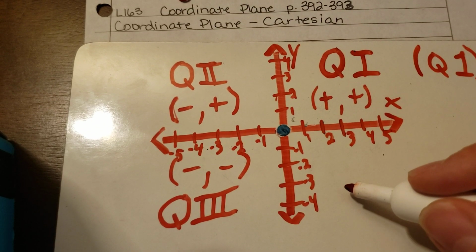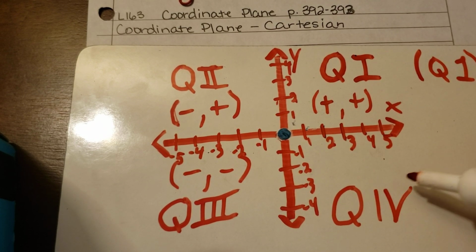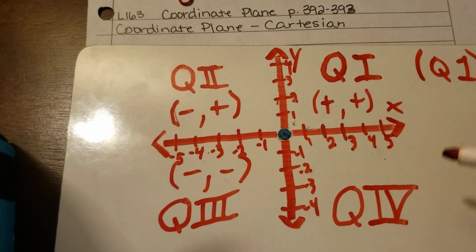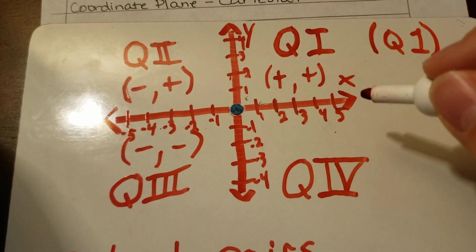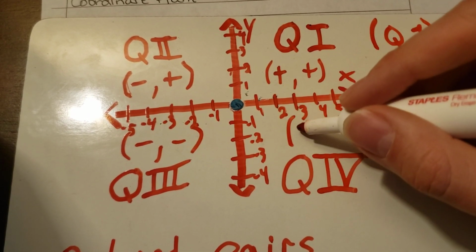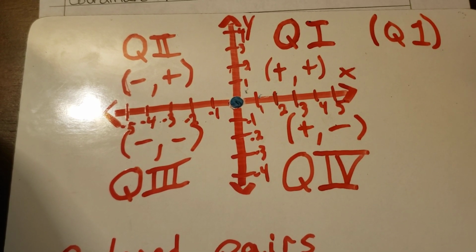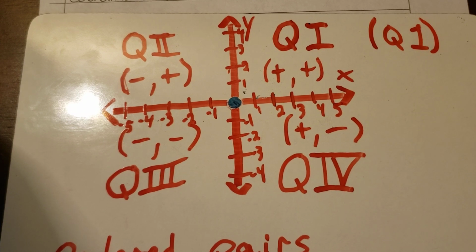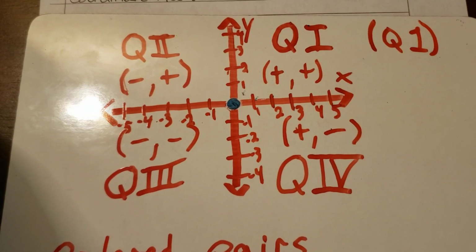And finally, we have quadrant 4. Quadrant 1, B, because it's 1 before 5, which is 4. And here my x values are positive, but my y values are negative. Positive, comma, negative. Okie dokie. So this is an introduction to the coordinate grid.